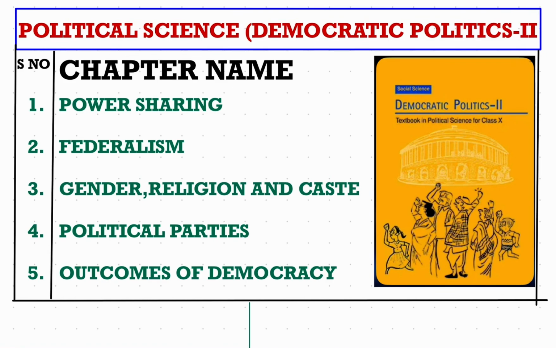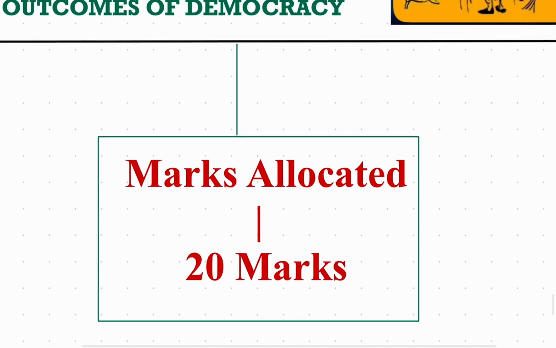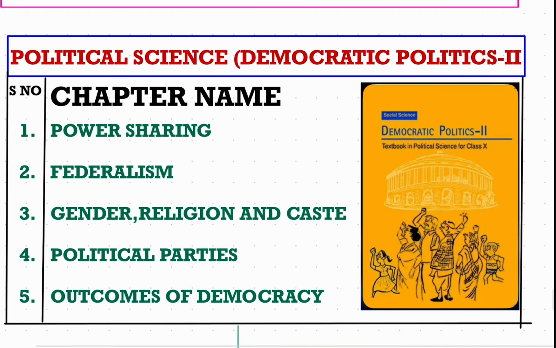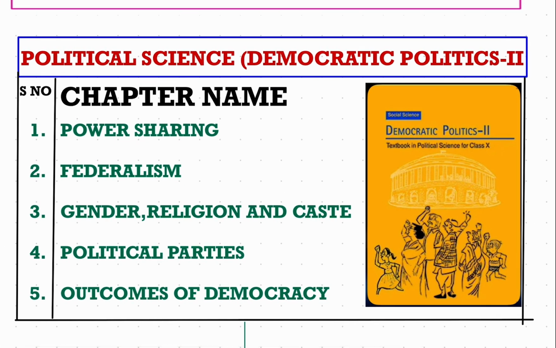All these 5 lessons will be evaluated in the board examination. No exemption for any lesson. From these 5 lessons, 20 marks. For 20 marks, Democratic Politics will be evaluated. Okay, and these are very interesting and easy chapters.